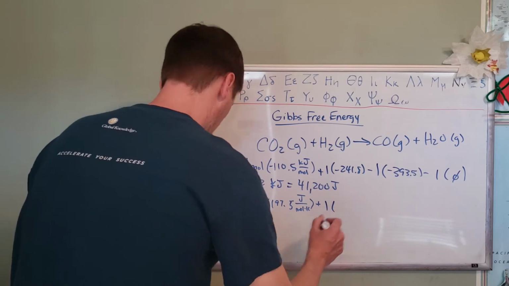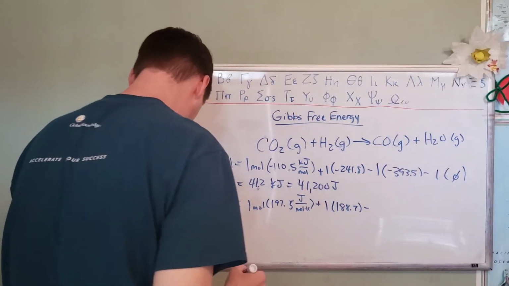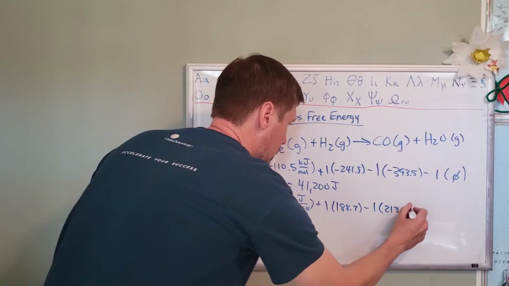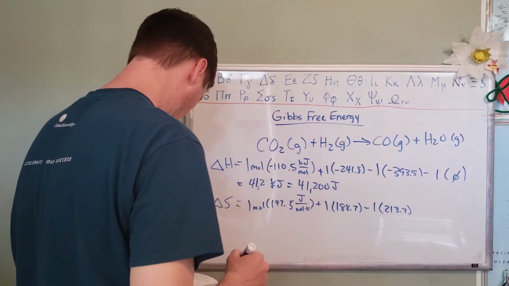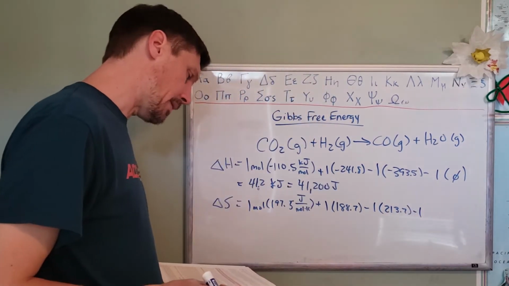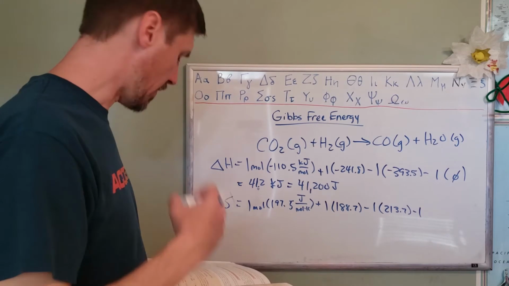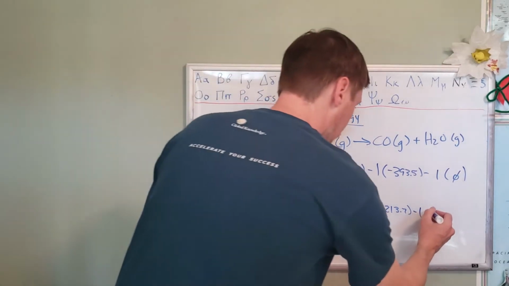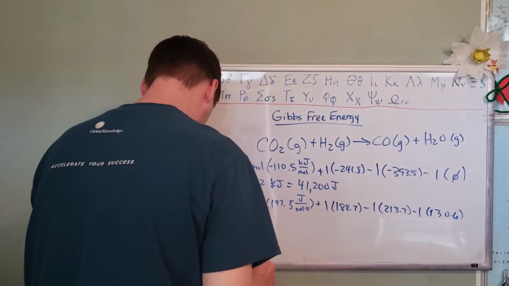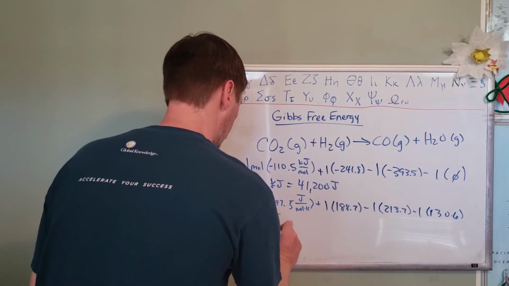Times, again, I'm going to drop the units because of space, 188.7, that's the value for H2O, minus 1 times 213.7, that's the value of CO2. And then finally, remember that in this particular table, the absolute entropies table, the element is not going to have a value of 0. It actually has a non-zero numeric value. It's going to be 130.6. We type all that in our calculator and we get a value of 41.9 joules per K, okay?